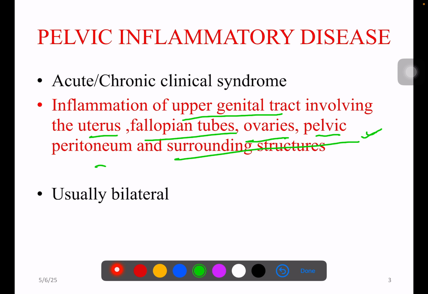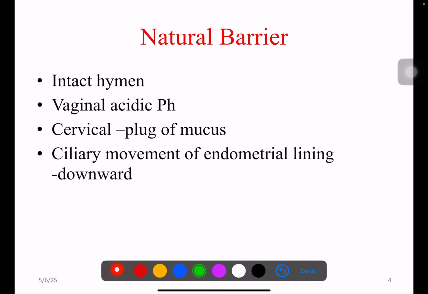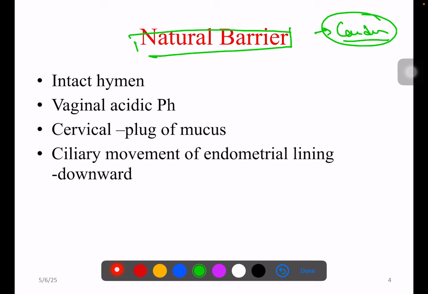Now, the most important thing is what are the actual protective measures against PID. If you use a condom, that is a barrier method of contraception, or if you are practicing a healthy habit. Okay, healthy habit means healthy sexual intercourse. That means you have a single partner. It is not that you are having multiple sexual partners, and you're taking care of the vaginal pH. So normally vaginal pH is acidic because of the presence of lactobacillus.